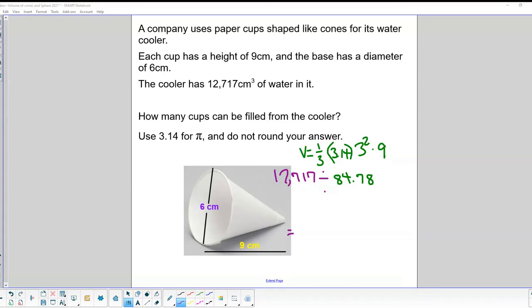So 12,717 divided by 84.78. Oh wow, look at that. We can fill 150 cups. Boy, that was a kind of a big number. I would have expected a little more than that. But each cup contains 84, almost 85 cubic centimeters, so it eats it up pretty fast.